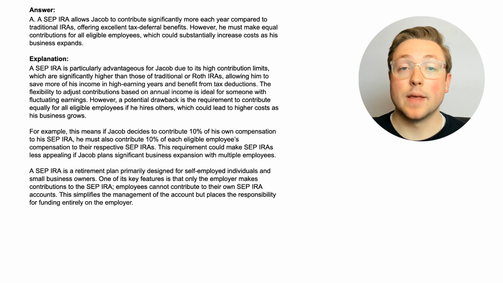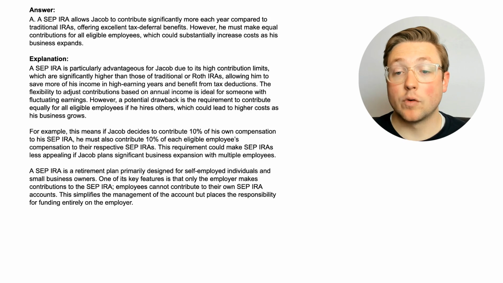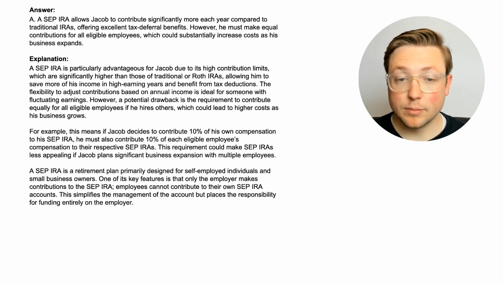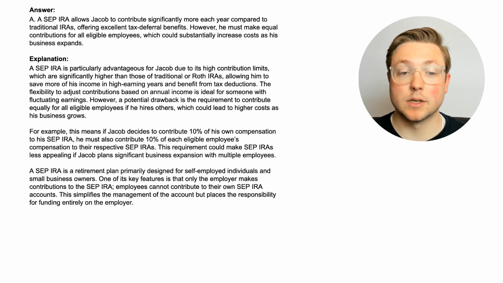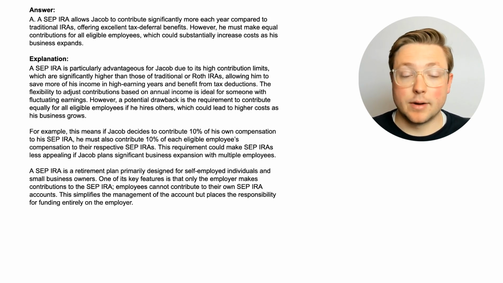Okay, the answer is a SEP IRA allows Jacob to contribute significantly more each year compared to traditional IRAs, offering excellent tax deferral benefits. However, he must make equal contributions for all eligible employees, which could substantially increase costs as his business expands. So this is very different from a Roth IRA and a traditional IRA. Let's read about it in the explanation.